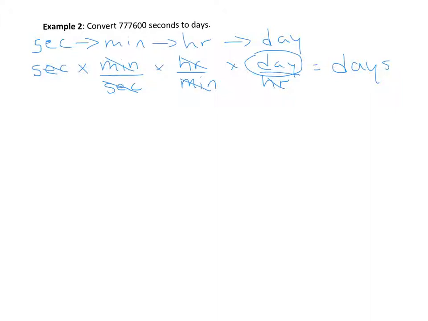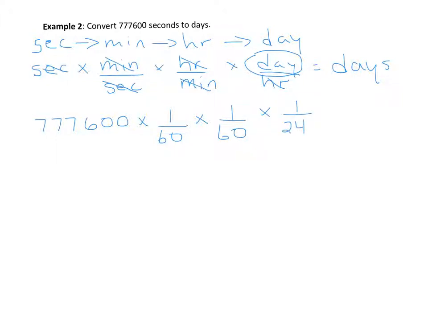Okay, so let's put the numbers in. I'm starting with 777,600. I'm multiplying by, now be careful here because in the last question we had 60 over 1, but notice in the equation 1 minute equals 60 seconds, so I'm multiplying by 1 over 60. And then we're multiplying by hours per minute. 1 hour is 60 minutes, so it's 1 over 60 times, and then days per hour, 1 day for 24 hours, okay?